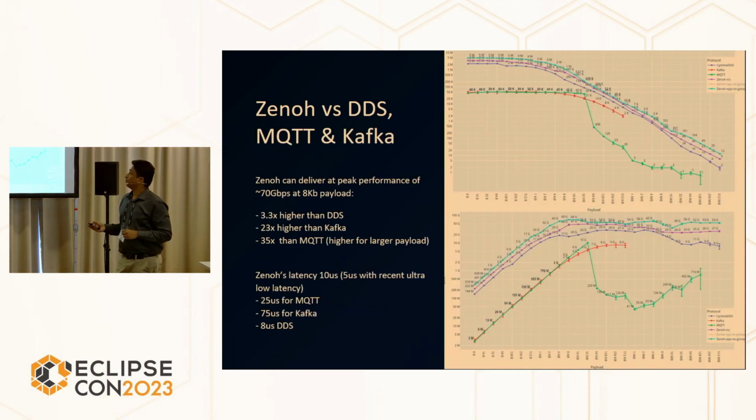And let's talk about the performance. Zeno can hit as high as 70 gigabits per second on 100 gigabit Ethernet, which is 35 times faster than MQTT and 3 times faster than DDS. And for low latency, with the recent addition of ultra-low latency support, we go as low as 5 microseconds in inter-host communication.